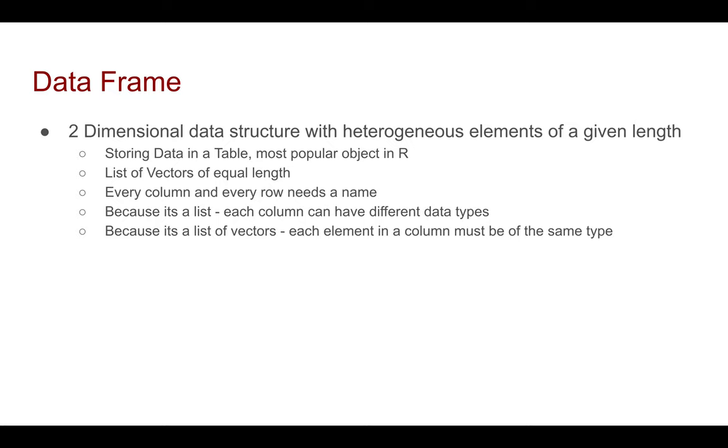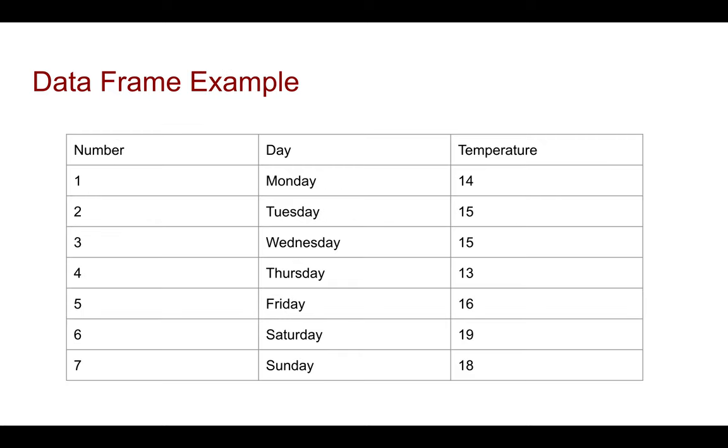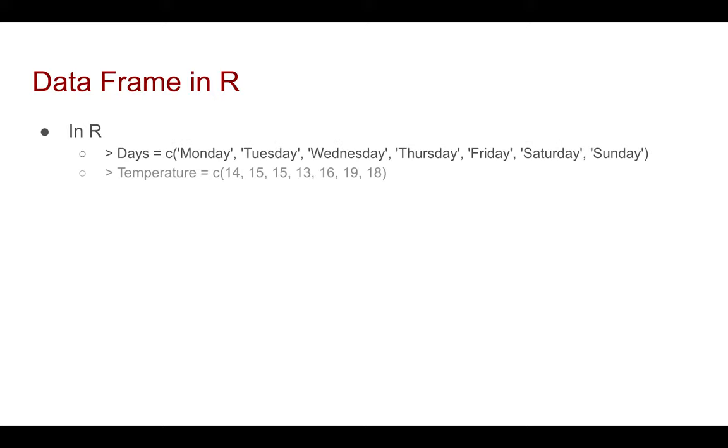And let's look at a very quick example of a data frame. Here you can see it's a list of these three vectors, and we've got number, day, temperature. So how would we create this in R? It turns out to be very straightforward. In R, we would create our vectors, so we have days equals c, open the brackets, and type in the information that you need.